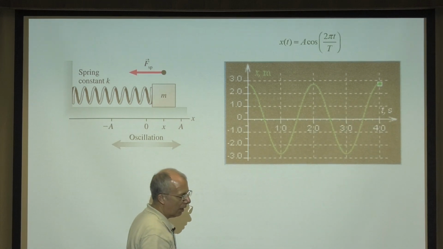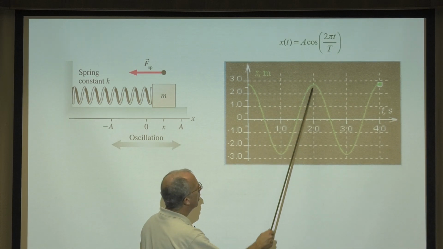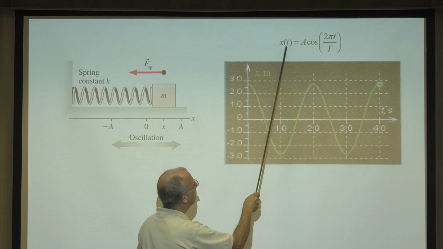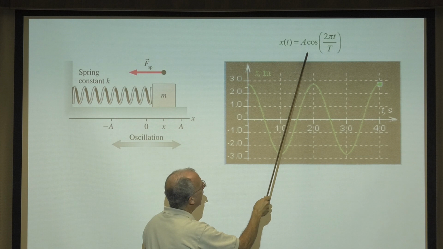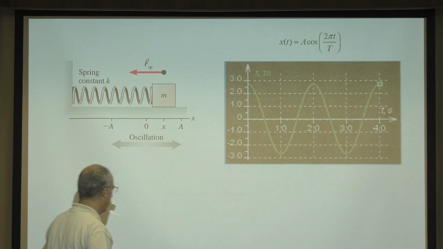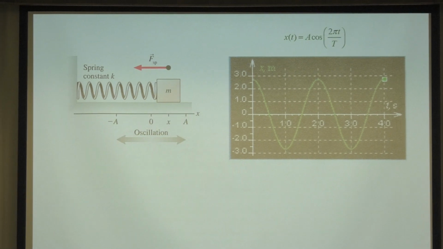And as I just said a couple minutes ago, this curve is described by this equation. x as a function of time, in other words, x depends on time, equals A cosine of 2 pi little t over big T, over the period. Okay? So that equation describes that curve.